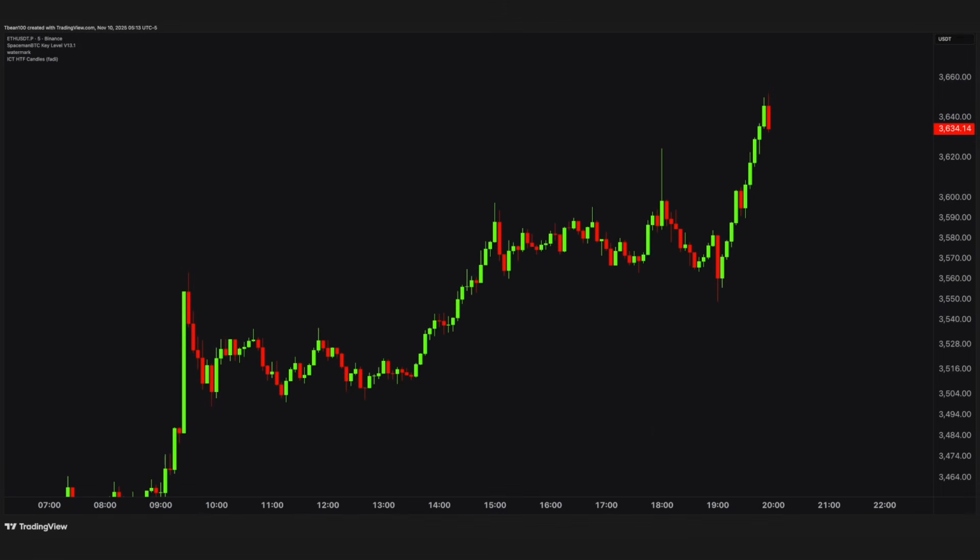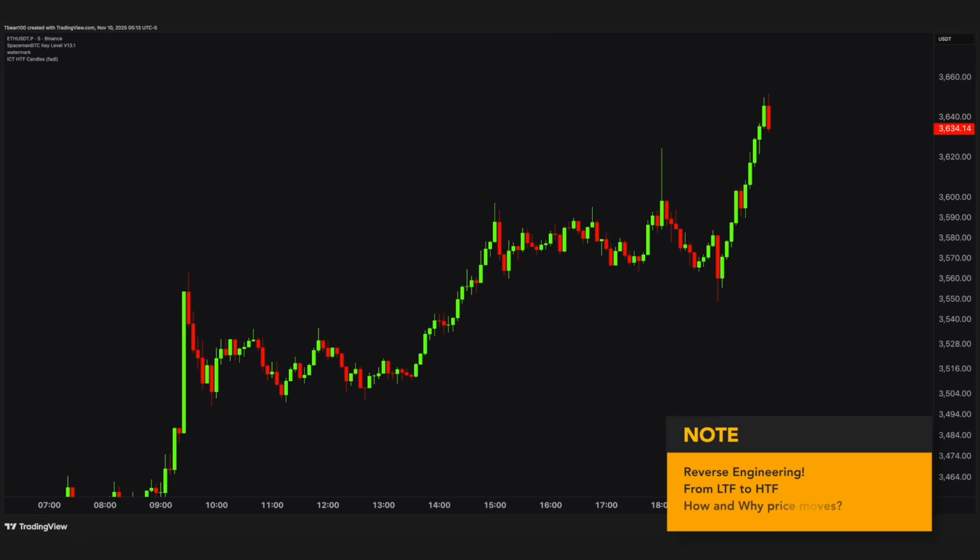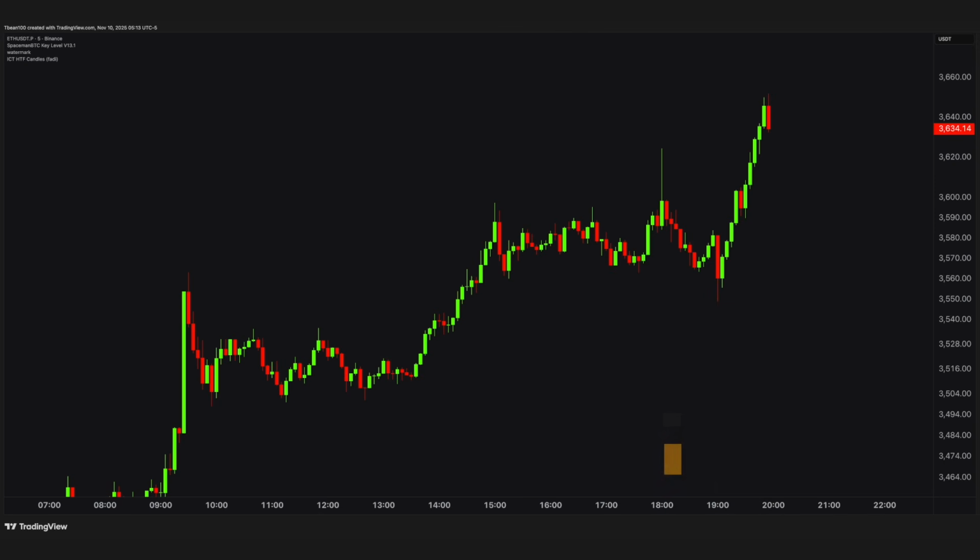What you are looking at here is the 5-minute chart. What we are going to do is a bit of reverse engineering, starting from the lower time frames and working our way up to the higher time frames. By the end of this, you'll understand how to take trades using only high time frames with confidence.